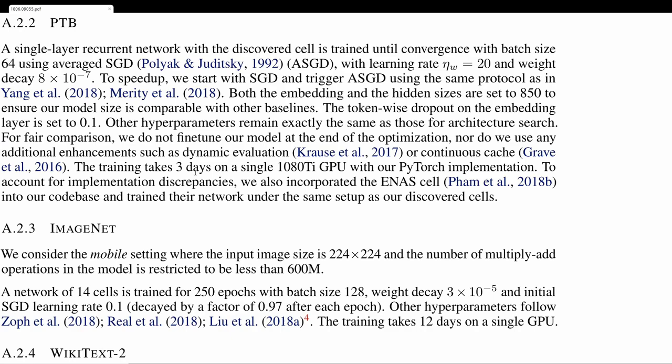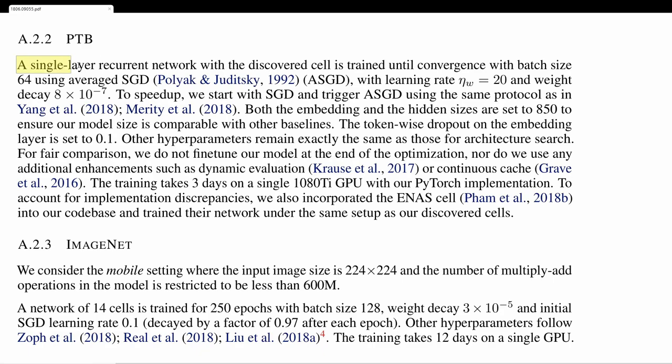And so 8.2.2, a single layer recurrent network with the discovered cell is trained until convergence with batch size 64 using averaged SGD with learning rate 20 and weight decay 8 times 10 to the minus 7. To speed up, we start with SGD and trigger ASGD using the same protocol as in this paper. Both the embeddings and their hidden sizes are set to 850 to ensure that our model size is comparable with other baselines.